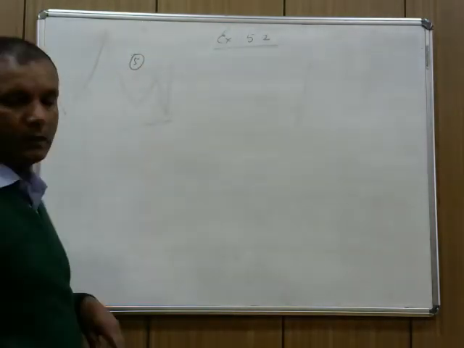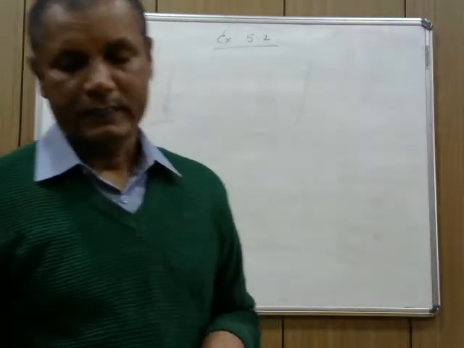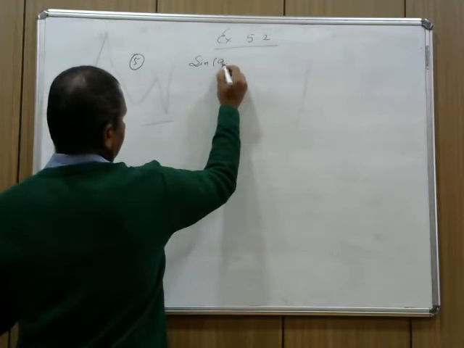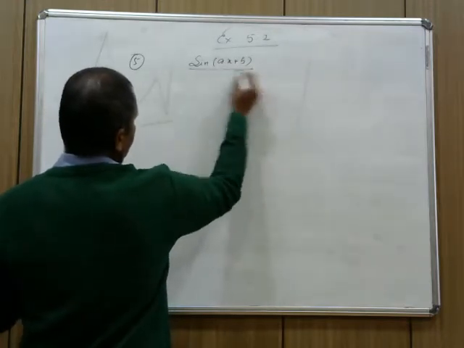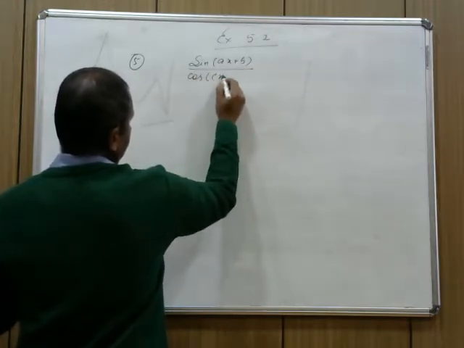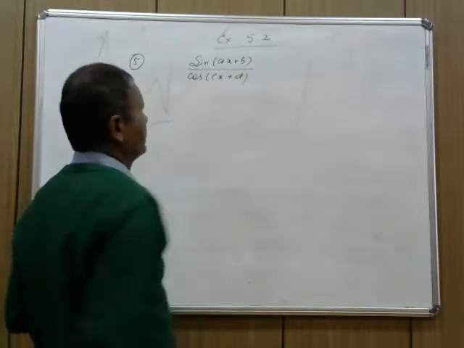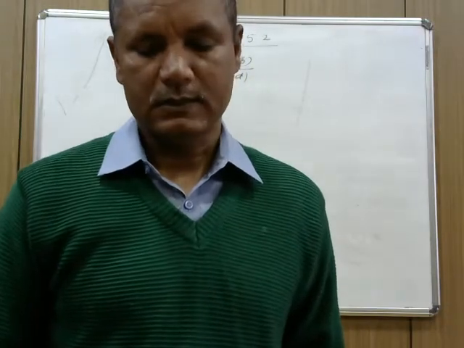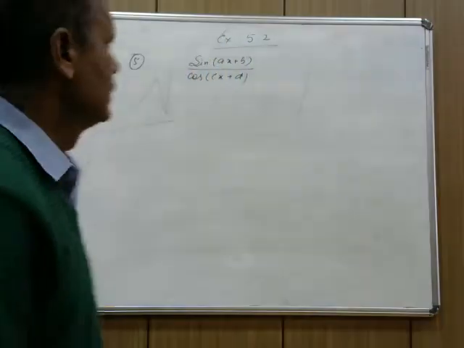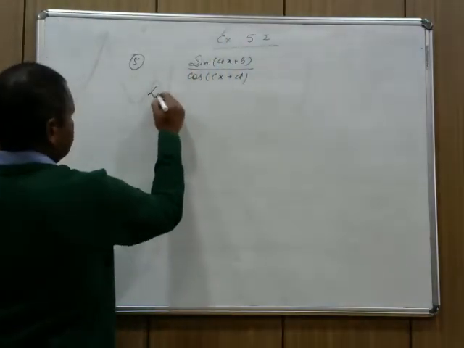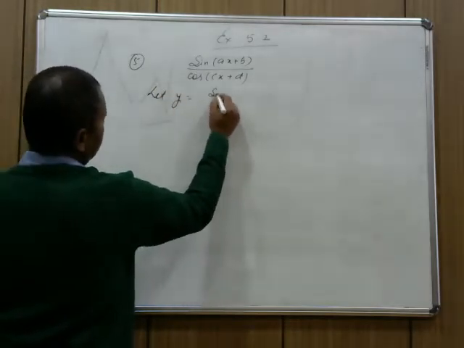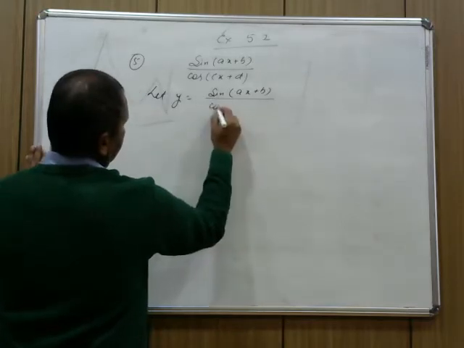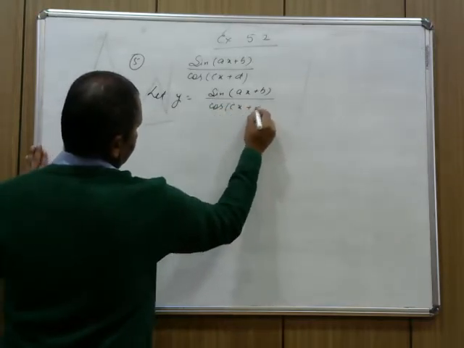find the differentiation of sine ax plus b upon cos cx plus b. Sine ax plus b upon cos cx plus b. Right? Let y is equal to sine ax plus b upon cos cx plus b.